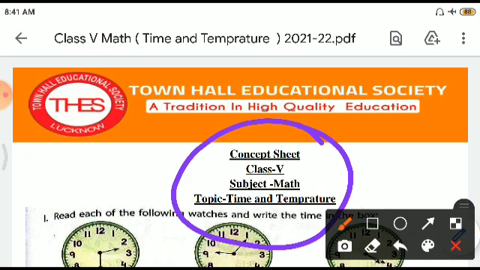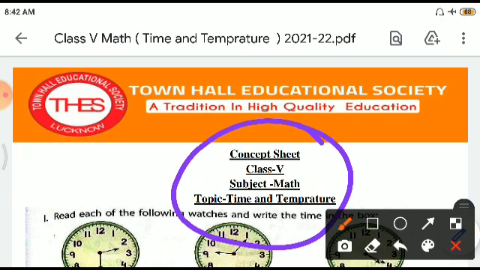Now we all know time is measured in hours, minutes and seconds with the help of a clock or a watch, and temperature is measured in degree Celsius or degree Fahrenheit with the help of a thermometer. Thermometers can be of different types. So let us go into the details. Now the normal clock has two rounds, each of 12 hours, the first one being AM and the second one being PM.